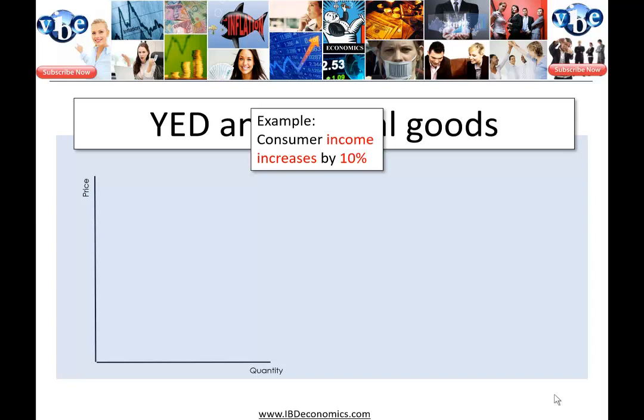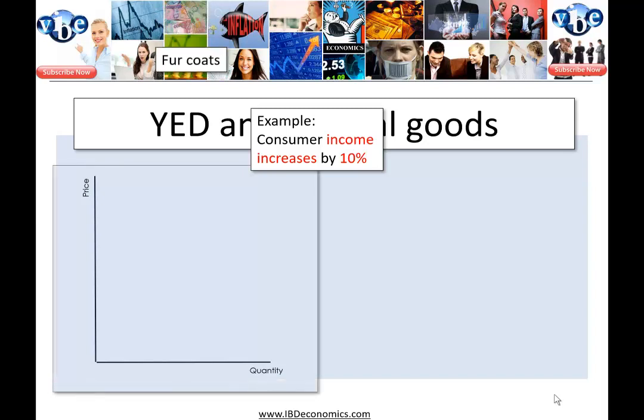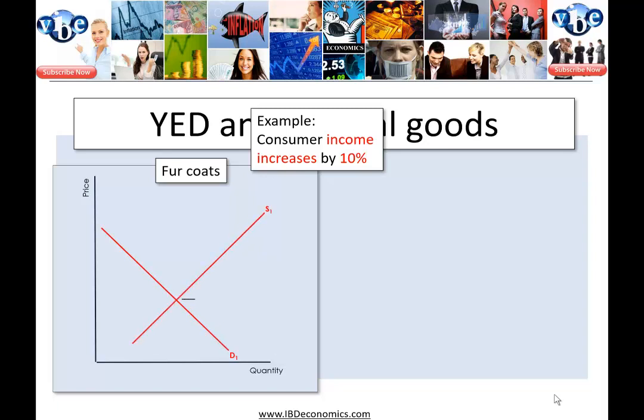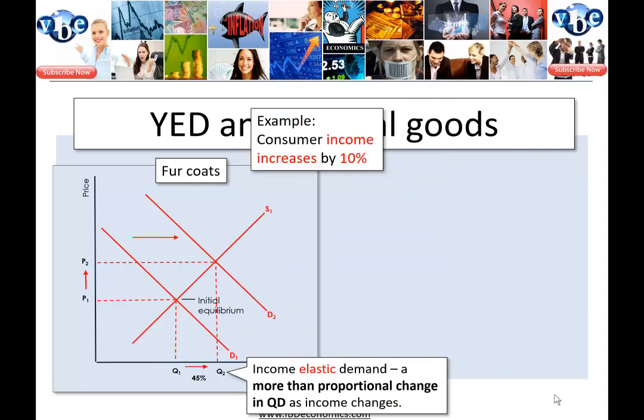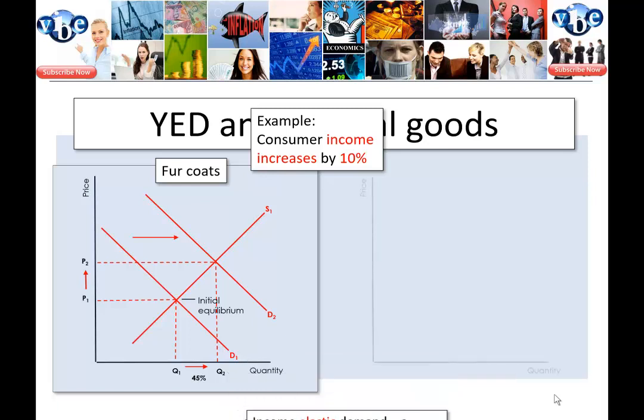Okay, let's have a look at YED and normal goods. In our example here, consumer income is increasing by 10%. And we have fur coats. Where demand meets supply, we have our initial equilibrium, determining the equilibrium price and the equilibrium quantity demanded and supplied. Let's say there's an increase in demand for fur coats. That will cause the demand to shift to increase. Demand increases, price will increase, and the quantity demanded and supplied will reach a new, higher equilibrium. Okay, with income elastic demand, there is a more than proportional change in quantity demanded as income changes.